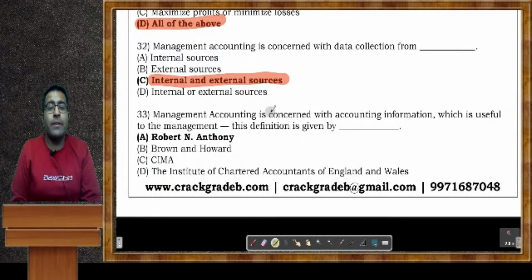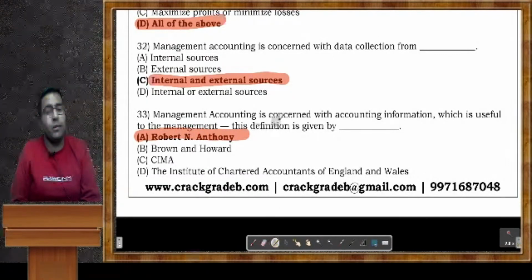Management accounting is concerned with accounting information which is useful to the management. This definition is given by Robert and Anthony. So the right answer is Robert and Anthony. Okay.